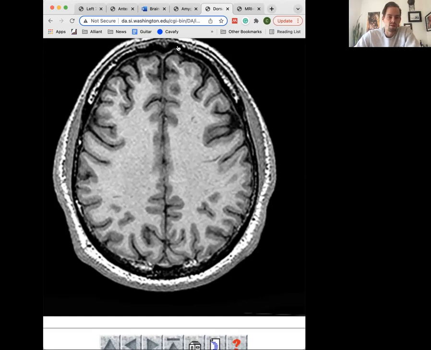I would believe it's this. I'm not 100% sure. Or maybe it's this. And the subarachnoid space is located, well, between the arachnoid and pia mater, but it is filled with the cerebrospinal fluid that cushions the brain.